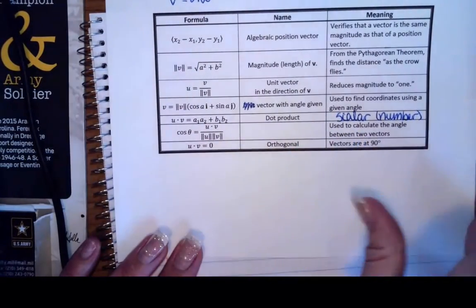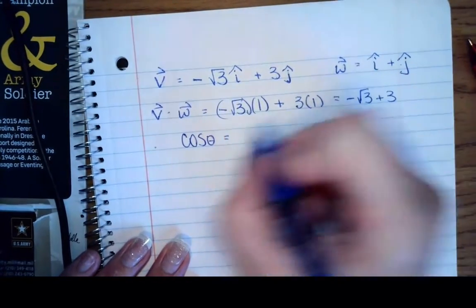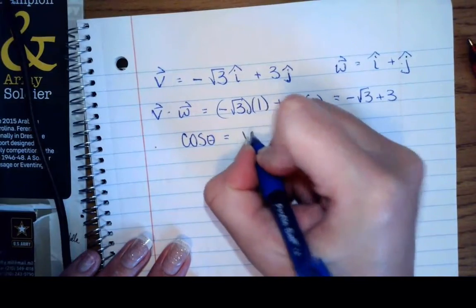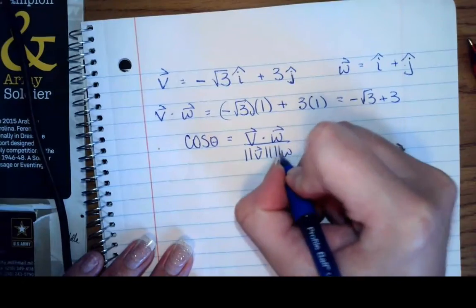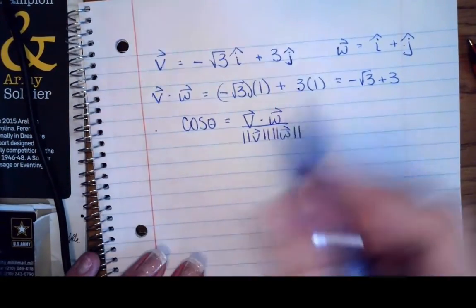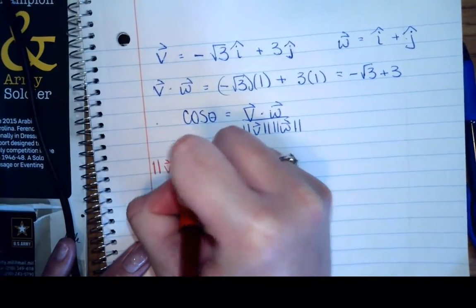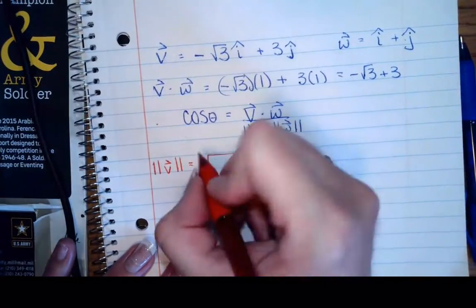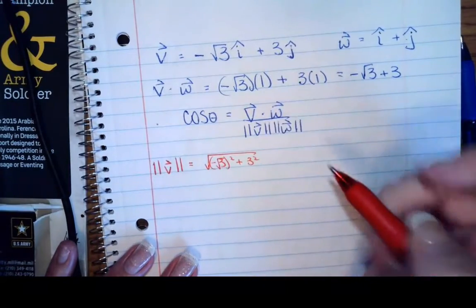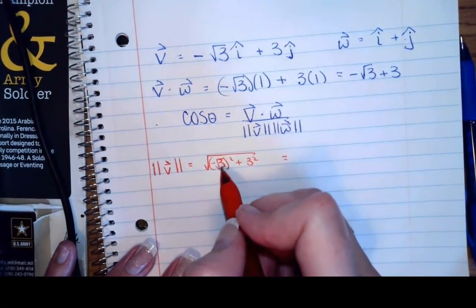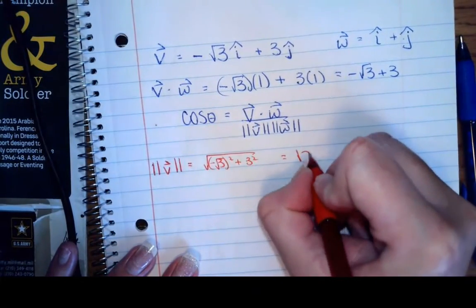So right now I've actually got to utilize this. So I've got the cosine of theta is going to be the value of the dot product, V and W, over the magnitude of V times the magnitude of W. So I should probably find these magnitudes. The magnitude of V is going to be the square root of your x component squared, so negative root 3 squared, plus your vertical component squared. So negative root 3 times negative root 3 is 3 plus 9 is 12.